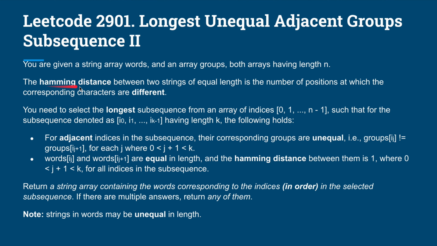The next line says that the Hamming distance between two strings of equal length is the number of positions at which the corresponding characters are different. That we will see in what the question is saying. You need to select the longest subsequence from an array of indices 0, 1 to n minus 1.